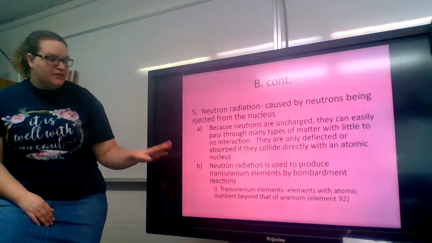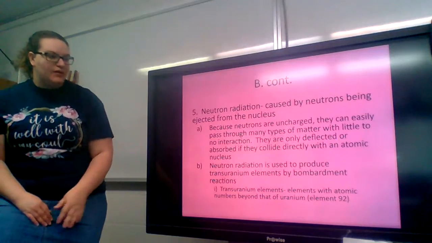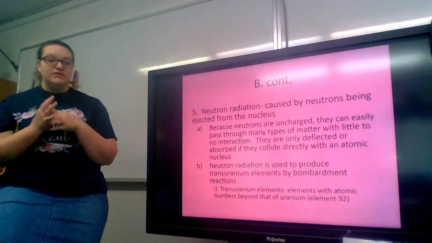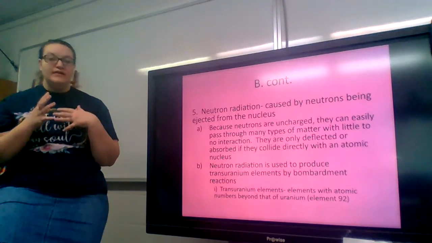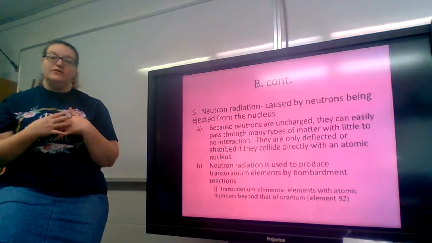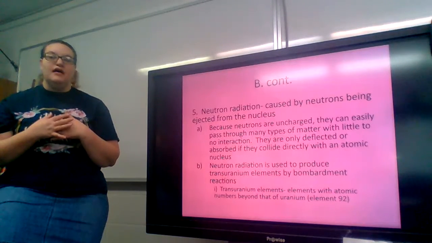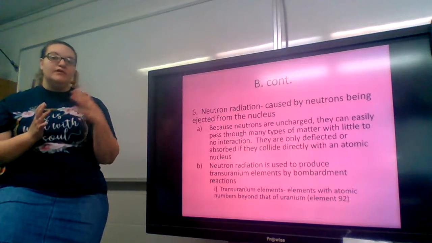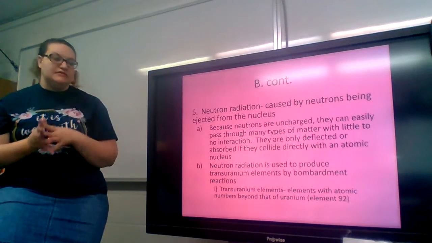They are only deflected or absorbed if they collide directly with an atomic nucleus. So if they happen to hit the nucleus directly, then they can be absorbed, or if the nucleus chooses, because it's already at a stable state or something like that, then it will deflect it, reject it, and send it away.